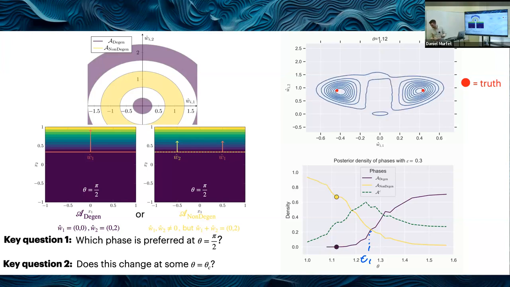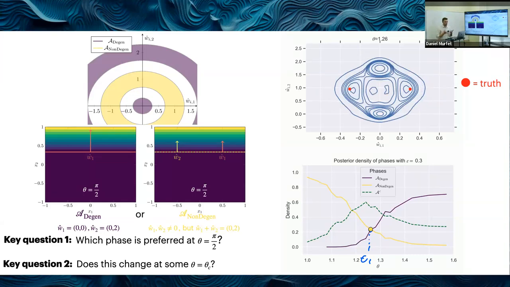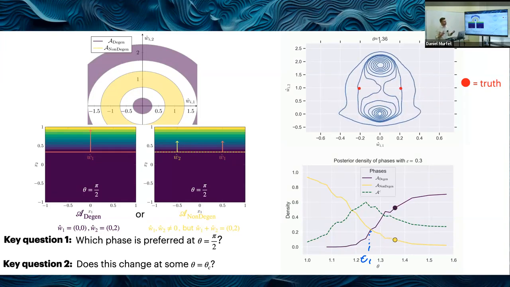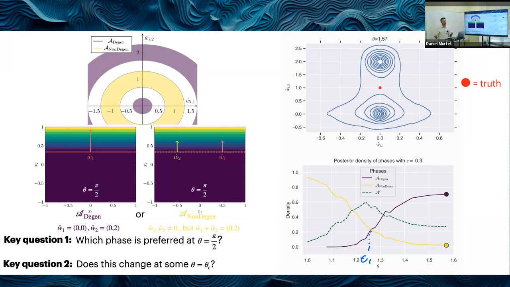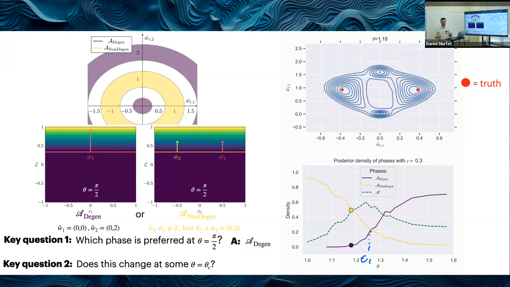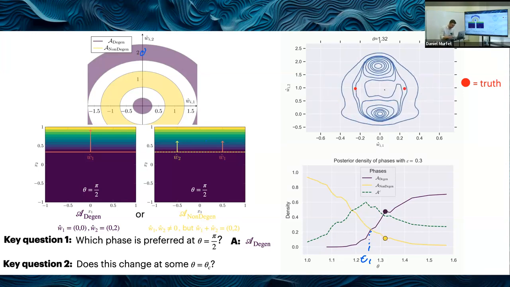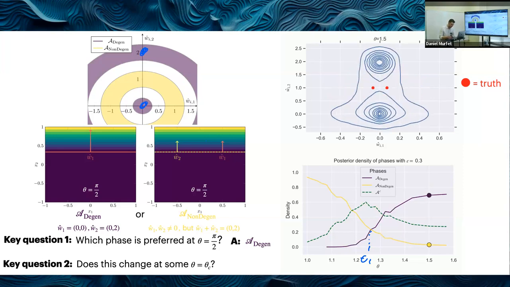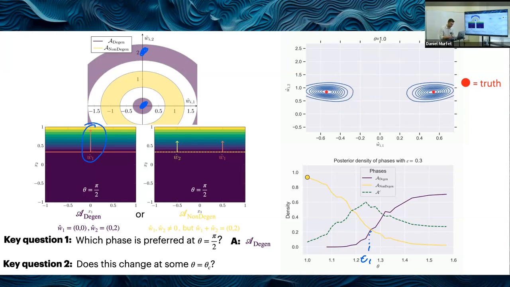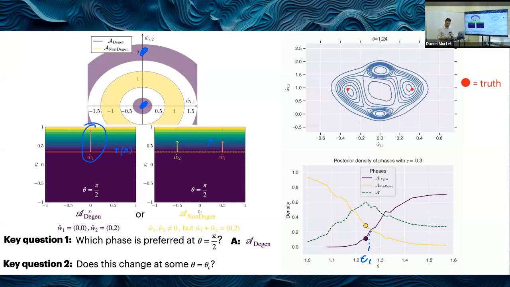But I mean, the truth is somehow more complex than the model, because the truth is this non-degenerate one? No, so the truth at the end, at theta equals pi on 2, what we are seeing is that the degenerate phase is being preferred, because we're seeing a lot more concentration in here, which means we've got this setup where one vector has a magnitude of 2 and the other one has a magnitude of 0. Can you go back to the definition of the truth in the model?